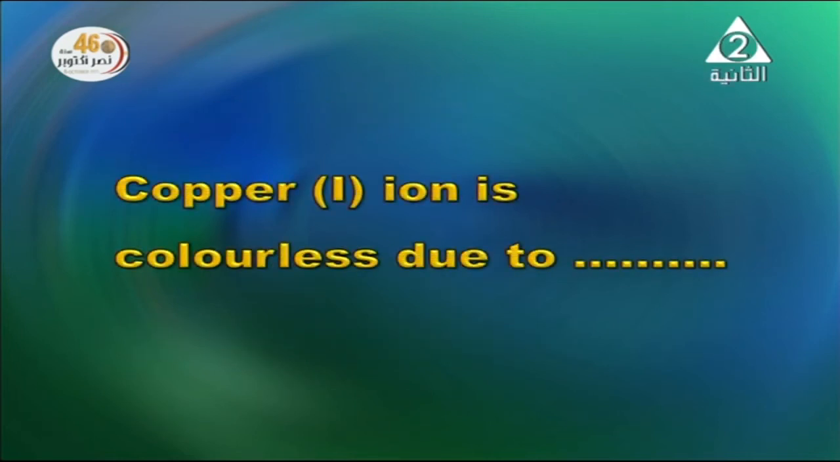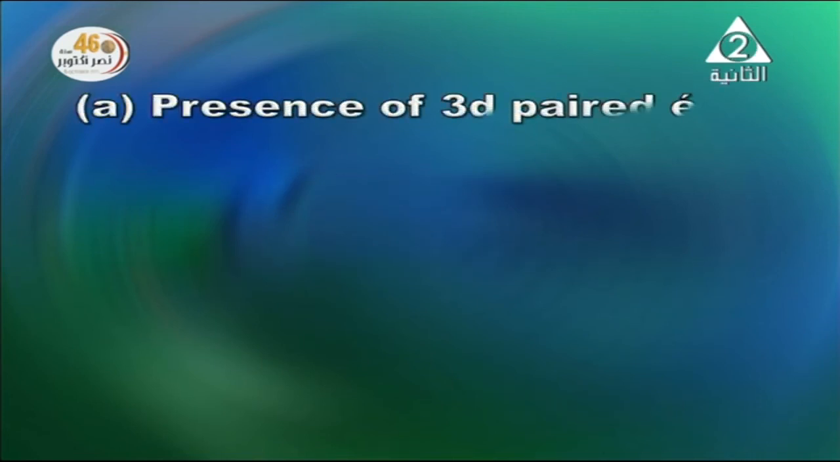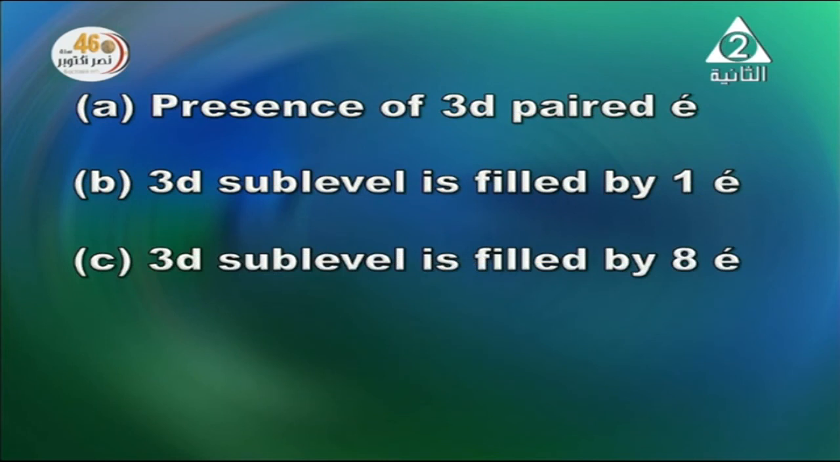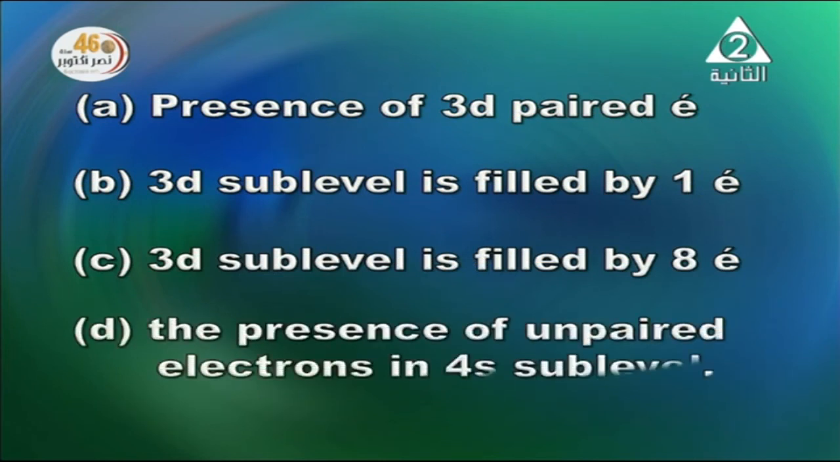Next point. Copper 1 ion is colored due to what? The presence of 3d paired electrons, 3d sublevel is filled by 1 electron, 3d sublevel is filled by 8 electrons, or the presence of unpaired electrons in 4s sublevel. If you think about it, yes, it will be the presence of 3d paired electrons.